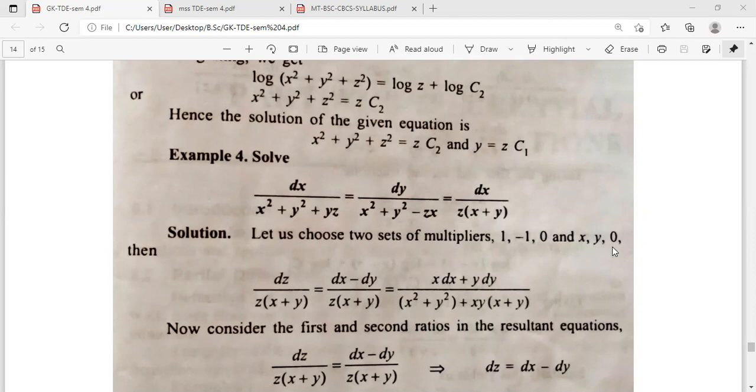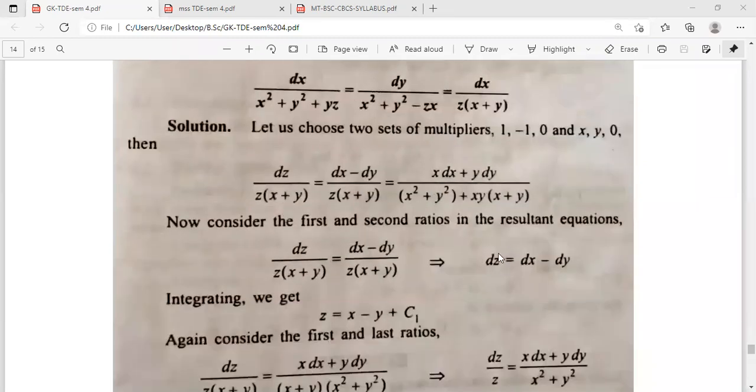Okay, this is a trial and error method and there is no specific method here. In the case of total differential equations you use a working rule, but here you have to go for trial and error. Here the second set of multipliers is x, y, 0. Here x, y, 0 means you multiply x into dx plus y into dy plus 0 into dz. In the denominator, x into the denominator plus y into the denominator plus 0 into the denominator.